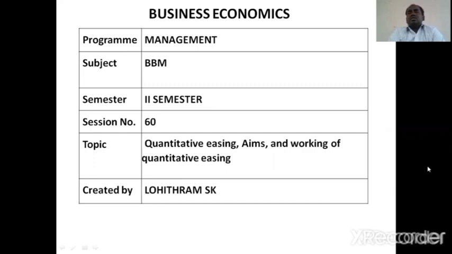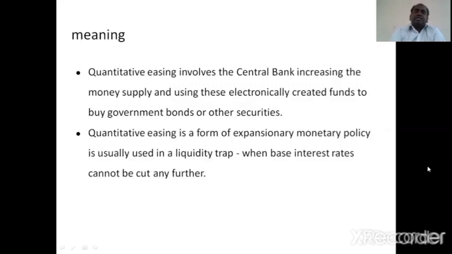Dear students, in this session, we are going to cover the last topic of the business economics paper, that is quantitative easing and its aims and working. So, let us know the meaning of quantitative easing. Quantitative easing involves the central bank increasing the money supply, using electronically created funds to buy government bonds or other securities. That means there are no cash transactions. Only electronically created funds are used here to increase the money supply. This step is taken by the central bank in order to buy government bonds and other securities. So quantitative easing is a form of expansionary monetary policy.